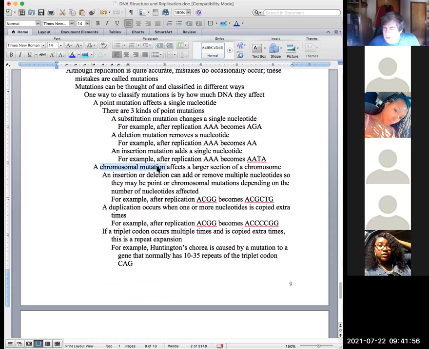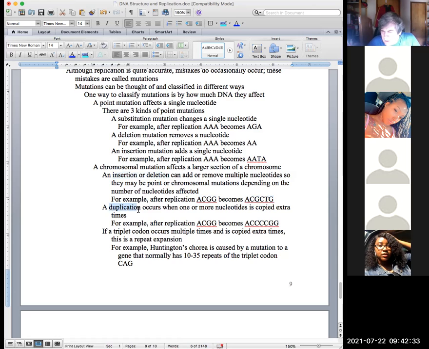A chromosomal mutation affects a bigger part of the DNA, so at least two nucleotides. Now, you can have an insertion or deletion. That's a chromosomal mutation because you could have something like ACGG, and then after that you have ACG, and then you have CTG. So you actually inserted two letters in the middle, or you could have cut two letters out. And it could be more than 2. I just used 2 as an example.